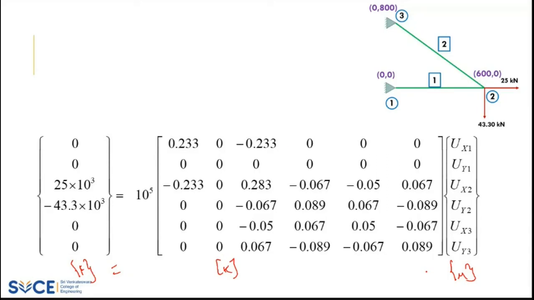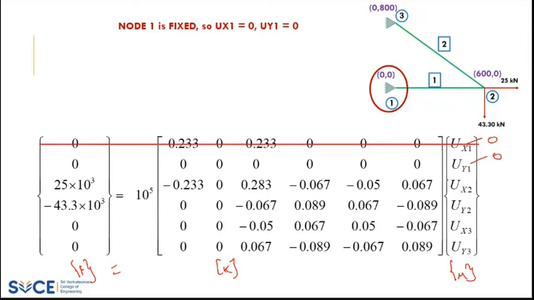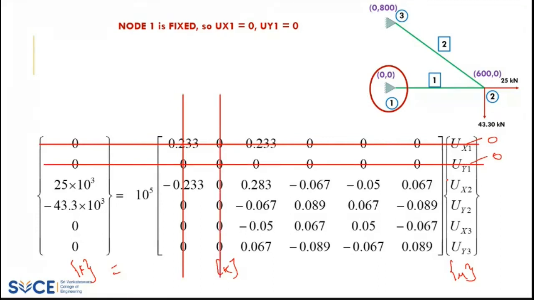What is my boundary condition? Nodal point 1 is fixed. When it is fixed, what does it mean? Your x1 is 0 and y1 is also 0. So since it is fixed, ux1 and uy1 both are 0. In that case, I can eliminate the first row, first column, second row, second column. So this gets cancelled.